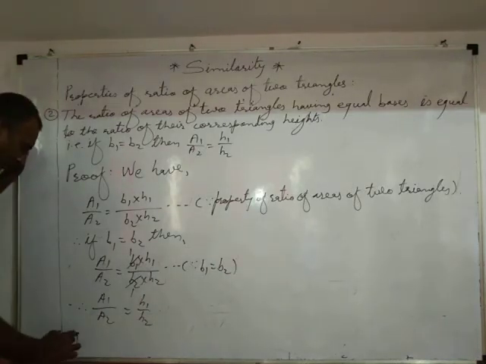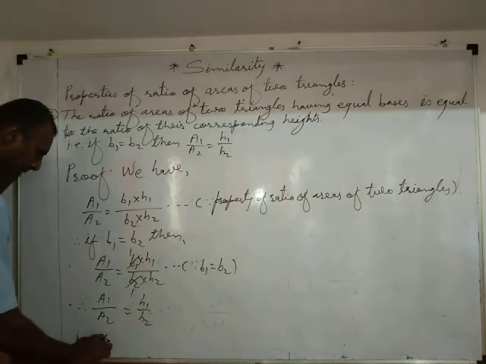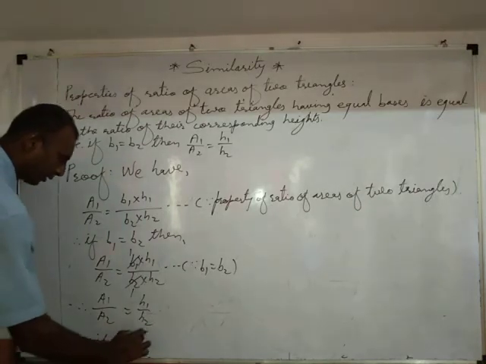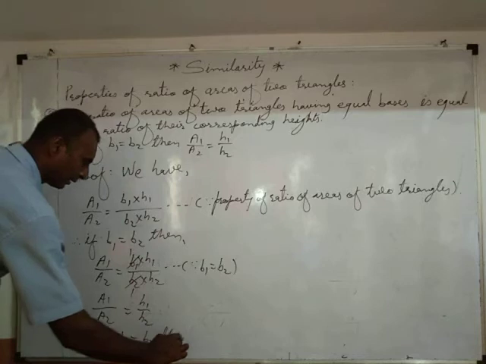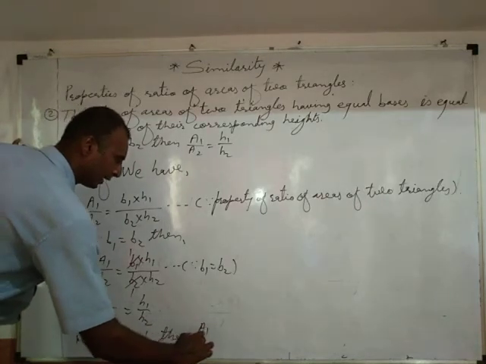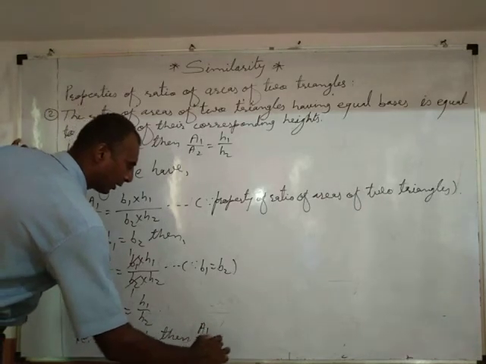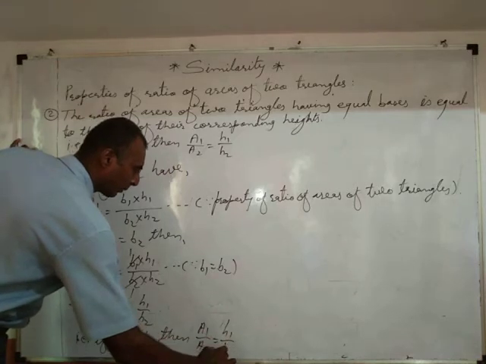That is, if B1 equals B2, then A1 upon A2 equals H1 upon H2.